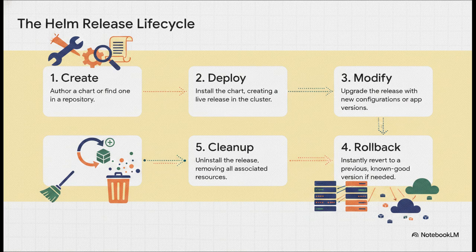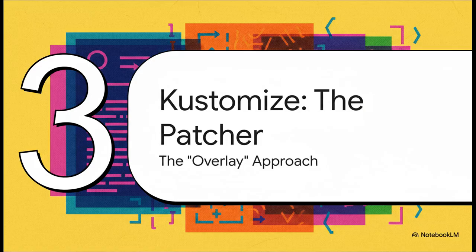You can create your own chart or, more often, find one someone else already made. Then you deploy it, which creates what's called a release. Need to make a change? You just upgrade the release. And this is huge. If that upgrade breaks something, you can instantly roll back to the last good version. And when you're done, you just uninstall it, and it cleans everything up. It's the whole package. All right, so that's Helm.